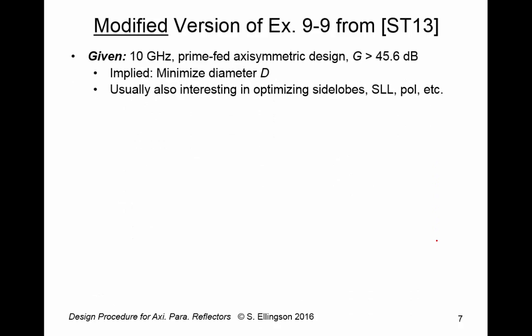Given a 10 gigahertz reflector system, we'll just consider that one frequency, 10 gigahertz, prime fed, axisymmetric, circular. It doesn't say that here, but that's implied. And we require the gain to be at least 45.6 dB.